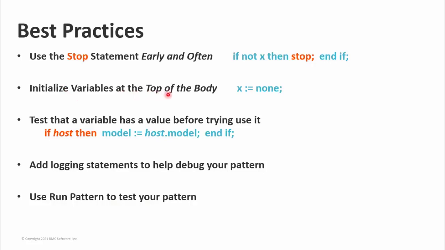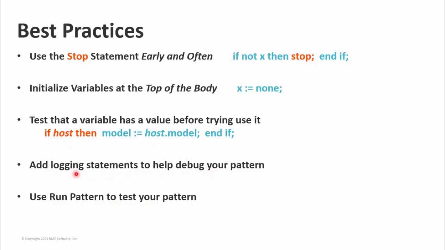Okay, like I said on the last slide, I think it's a good idea to initialize your variables at the top of the body and just set them all to none, for example. You should test that a variable has a value before trying to use it. So we've seen this a lot in this talk: if host, then model equal host.model. We don't want to say host.model if host has no value. That will cause a runtime error.